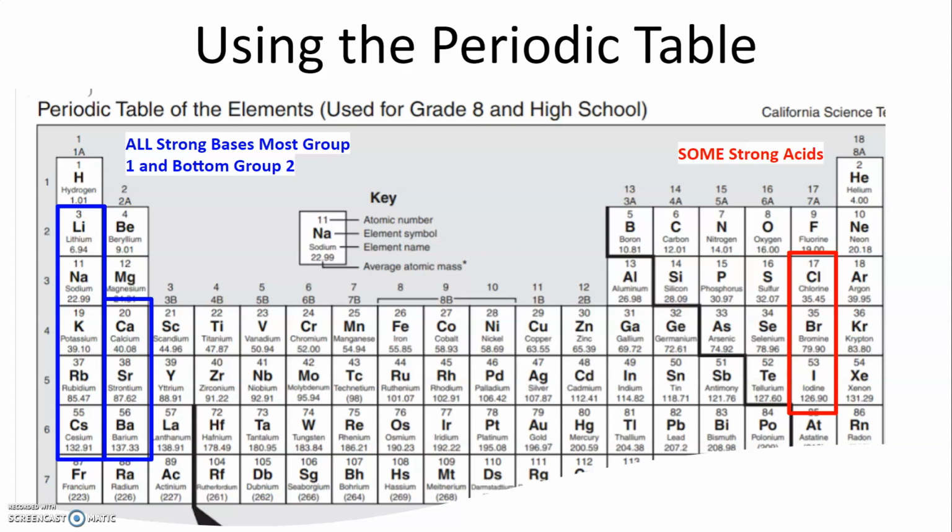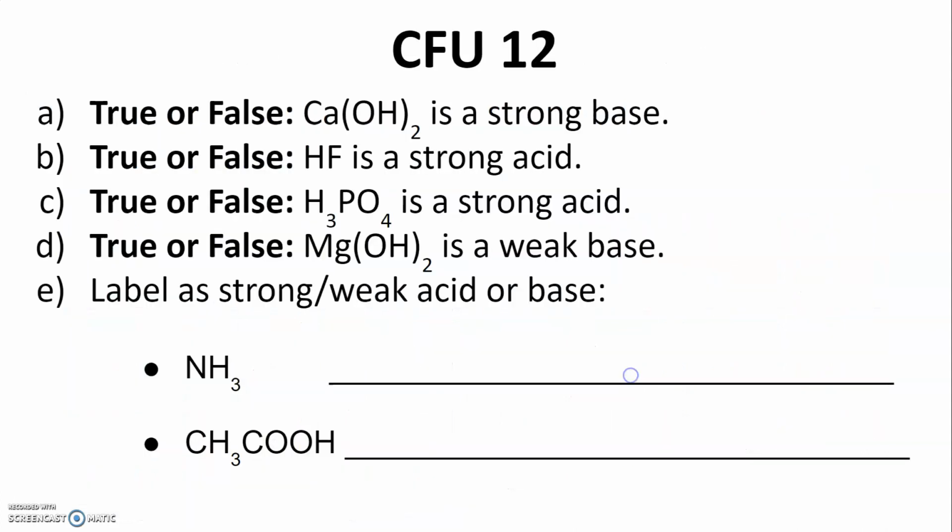All right, and I just want to give you a quick note that you can use a periodic table to help you in terms of bases. Again, it's group 1 and 2. And then for strong acids, group 17 from chlorine to iodine are strong.